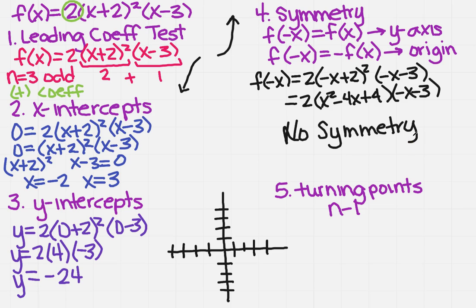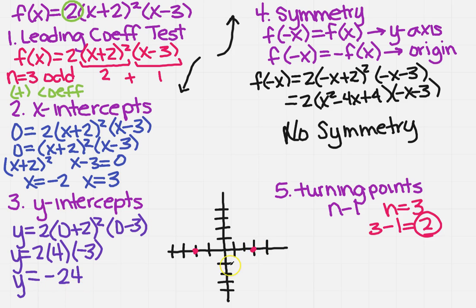Now what about the turning points? Originally I said that n equals 3, so I'm going to take 3 minus 1, and I'm going to have 2 turning points. What does that do for us with the graph? I've got the graph down here at the bottom, and we need to find our intercepts first. We said that our x-intercepts were at minus 2 and at 3. And then y is at minus 24.